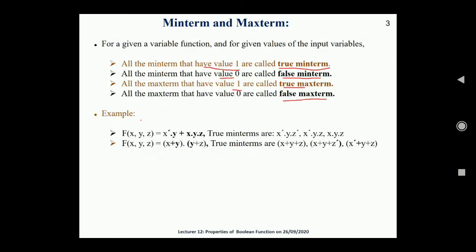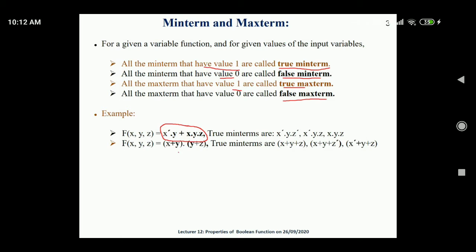Suppose I'm using a particular example here, x bar y plus xyz. This is not a min term form. Why? Can you tell me why this is not a min term form? Correct. In the first term, x bar y, the z variable, or z literal, is missing. But the second min term is okay.